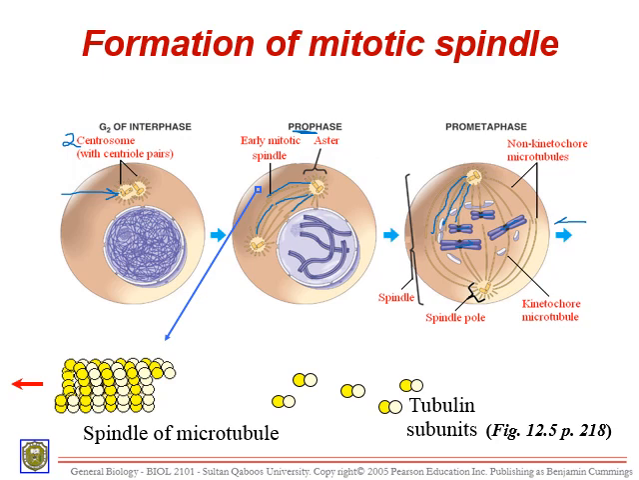We have already spoken about non-kinetochore microtubules. These are microtubules that interact together. Why do they do so? In order to elongate the cell. And we have also spoken about kinetochore microtubules. These are microtubules that interact with the kinetochore. And their function is to move the sister chromatids to opposite ends of the cell.